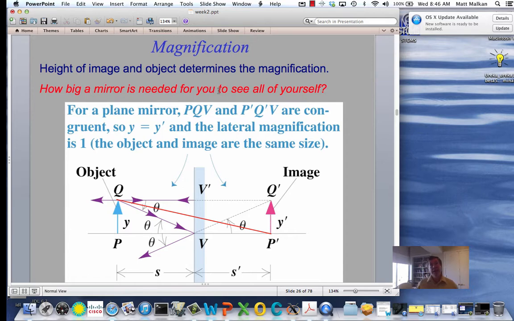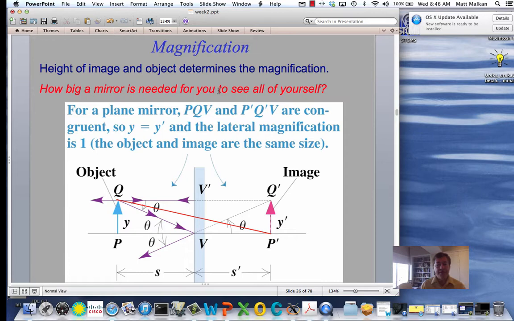You might be thinking, what information is missing from this problem? It didn't say how close I could stand to the mirror. Say there's a mirror like this. I could get really close to it, or I could stand far away from it. That's right. The problem doesn't say that. Because of these triangles, it doesn't matter whether you stand close or far away.